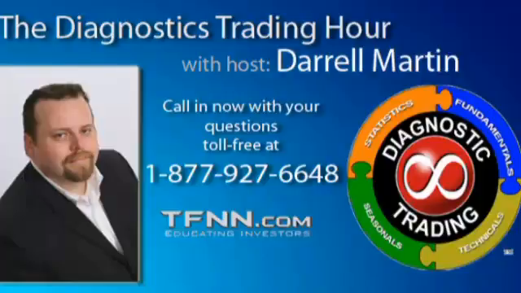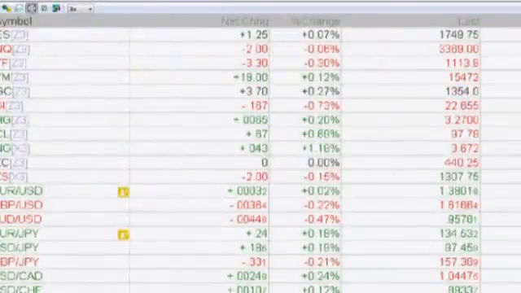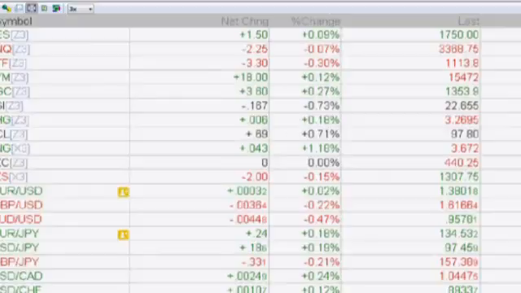Let's check out where the markets are at right now. The S&P is up a point and a half, fluctuating. So not a lot going on. It had a little move up and then pulled back, just pretty flat and choppy right now. The NASDAQ is down a couple points, the Russell is down 3, the Dow's up 18.